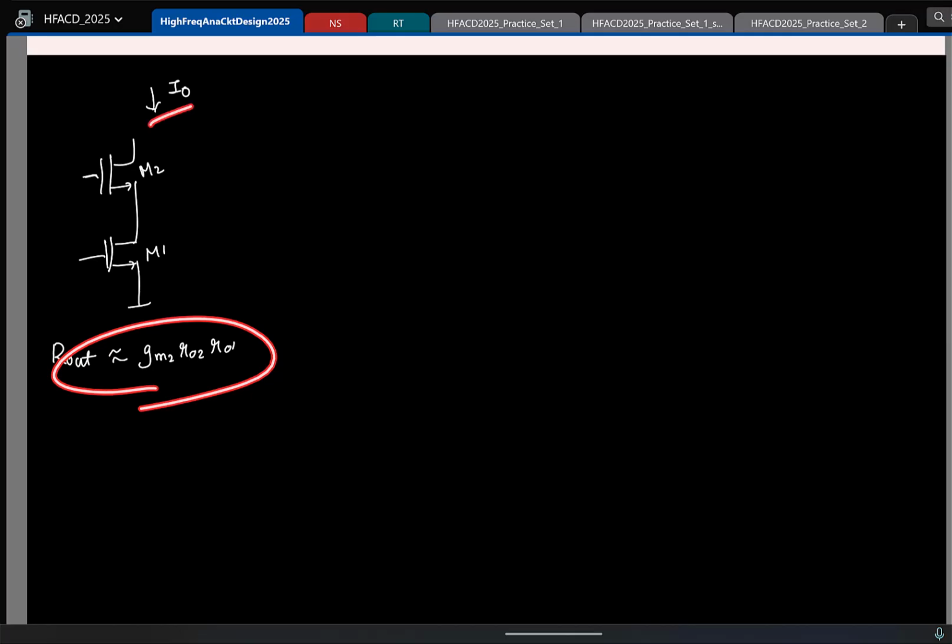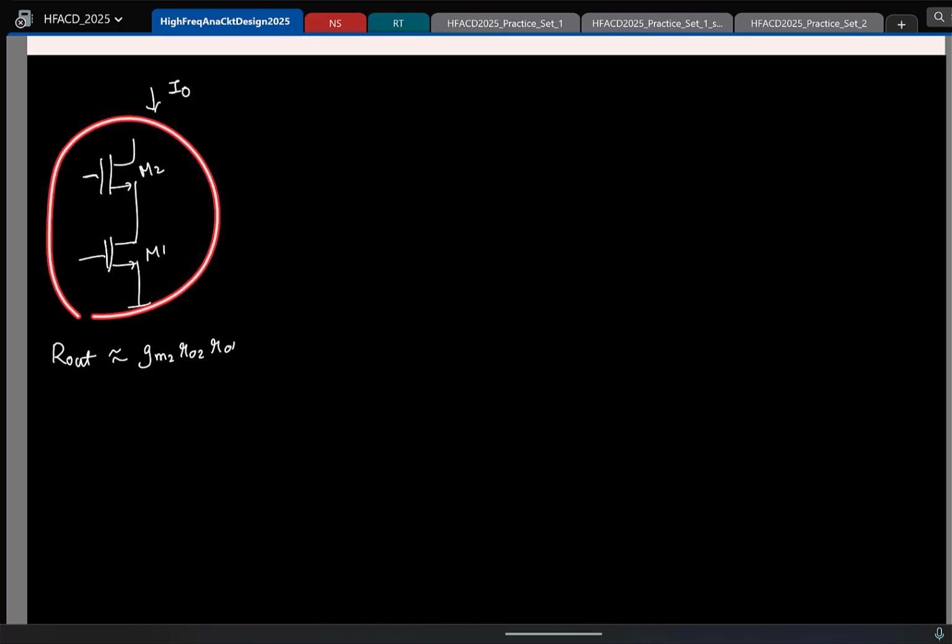I know the current. Let's see how we can design. And here, which of the two transistors is the actual current source? M1 or M2? This is the actual current source that is biased with a particular VGS and VDS. And this is essentially the cascode transistor, which is a current buffer. You push current into the source, take it out from the drain. It's a current buffer.